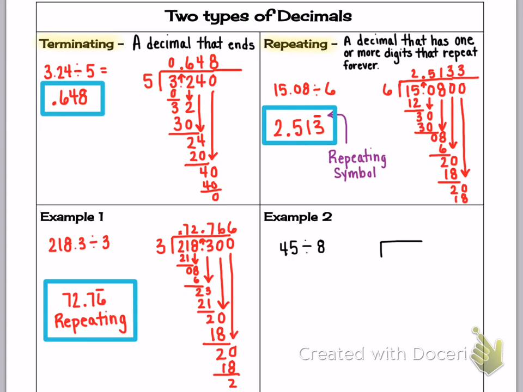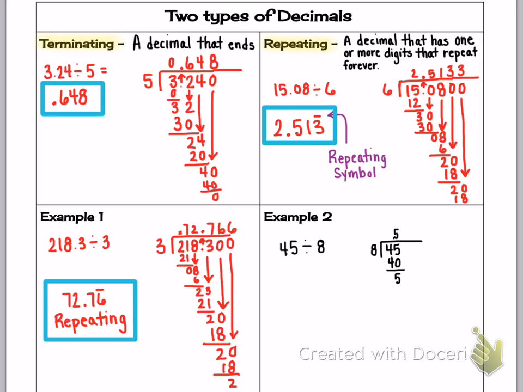Okay, 45 divided by 8. 45 goes inside, 8 goes outside. 8 does not go into 4, so I don't need that. 8 goes into 45 5 times. That's 40. Subtract, I get 5.